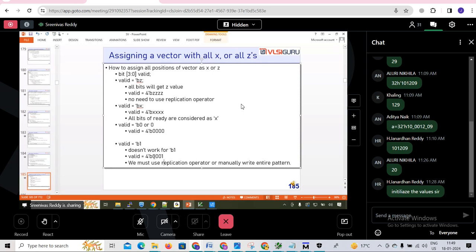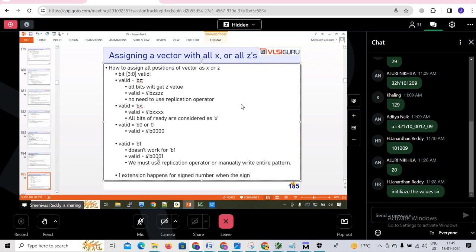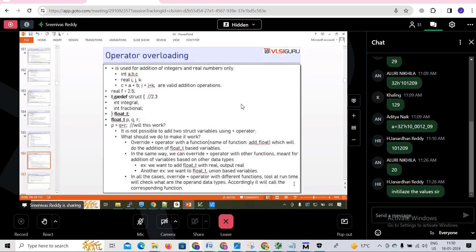In which cases 1 gets extended? Tell me. Here 0 is getting extended. In which cases 1 gets extended? Signed operator. The 1 extension happens for signed numbers. When the sign is negative, the number is negative. That is also an important thing. For signed variable, sign extension happens. This is about this one.